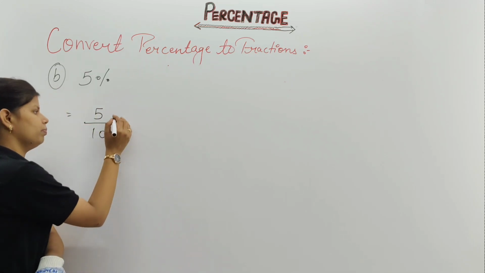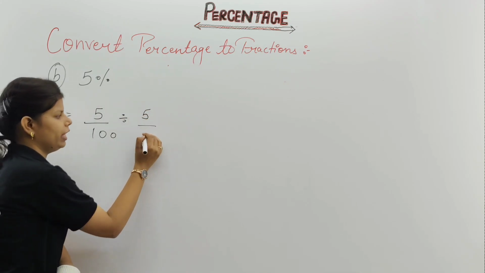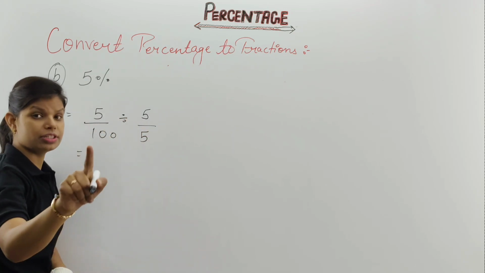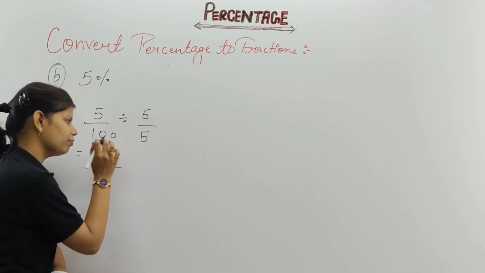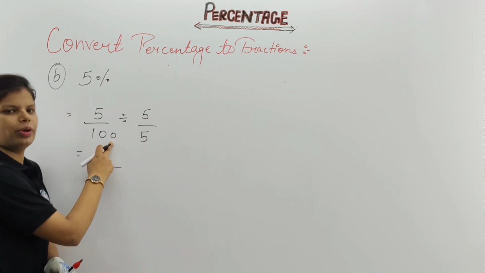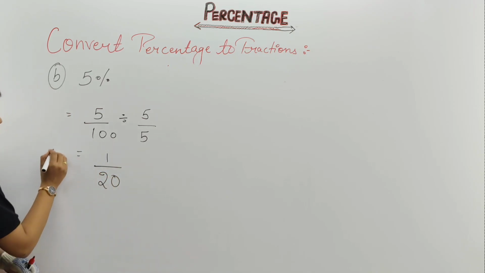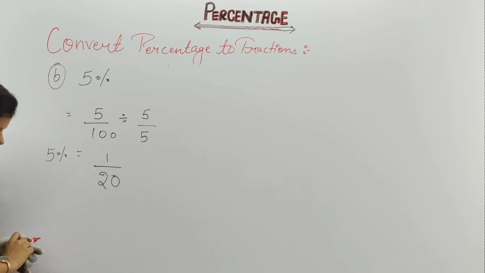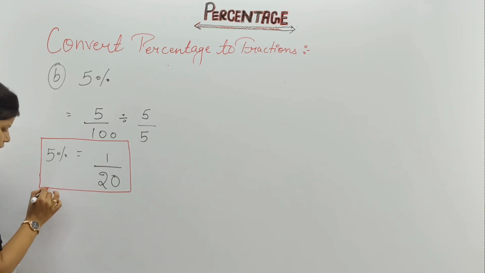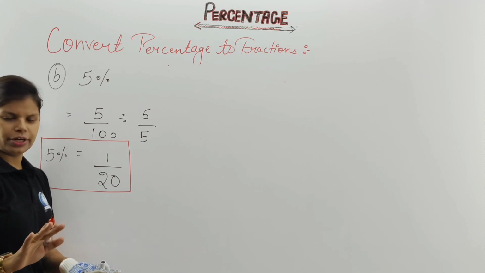So what you have to do? You have to divide by 5 on both sides, in the numerator also, in the denominator also. When you divide 5 by 5, what is your answer? 5 ones are 5, you will get 1. And when you divide 100 by 5, you will get 5 twos are 10, and here 0 will continue. You will get the answer 20. Clear to you? Now this 5% can be written as 1 upon 20. Understood? Clear? Is the logic clear to you too?